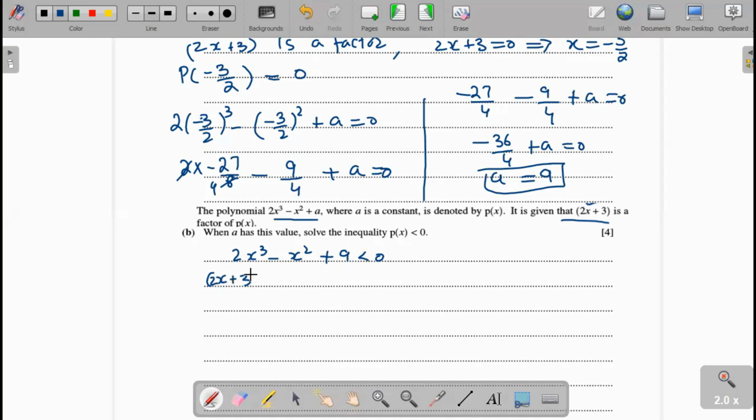Therefore, we can write it as 2x plus 3 into the second factor, which can be written as x squared plus px plus q, that is less than 0. Firstly, we find the p and q values. Now you see here we can write it as 2x plus 3 into x squared plus px plus q, that is equal to 2x cubed minus x squared plus 9.